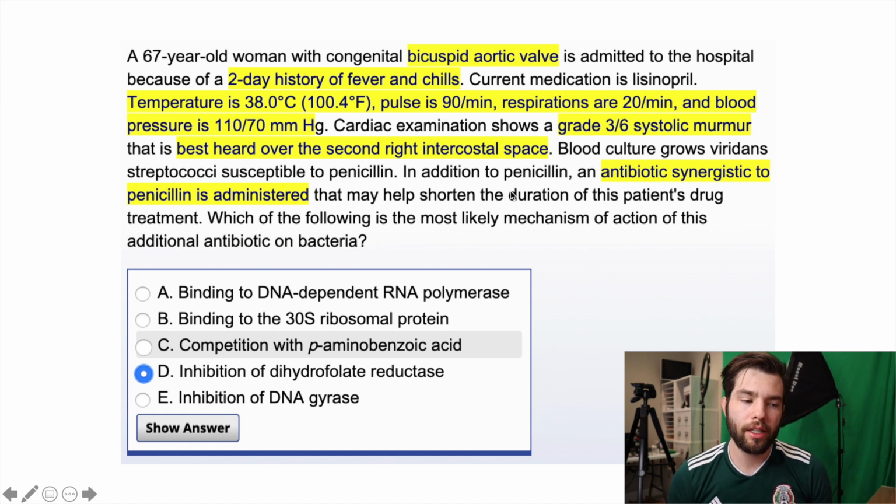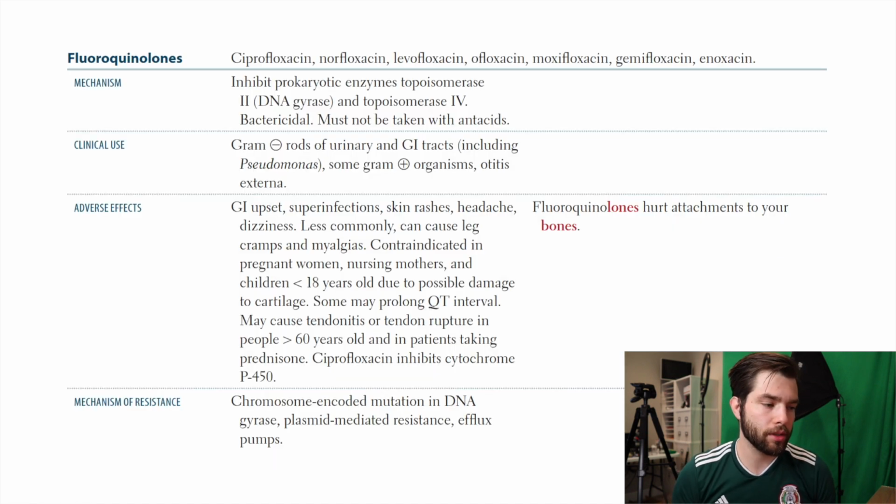Now, for inhibition of DNA gyrase. Well, the answer is fluoroquinolones. And if I were making a note card of this, I might as well learn the entire drug now. So I would talk about its mechanism of action within the flashcard. I would make another flashcard that talked about the use of it. So what organisms does it cover? What type of infections should I be treating with it?